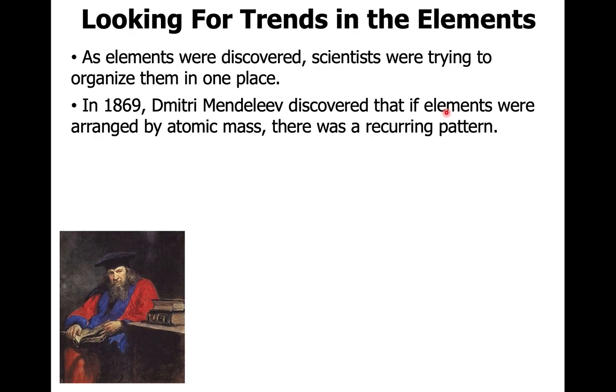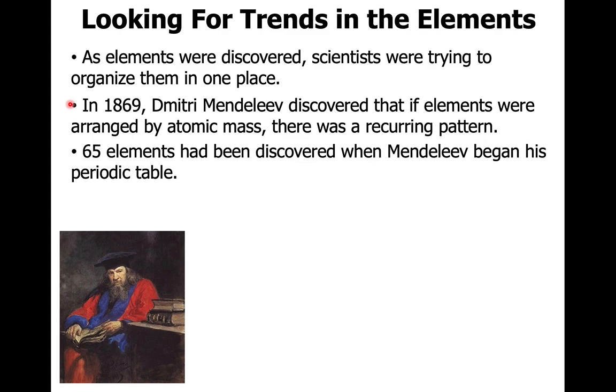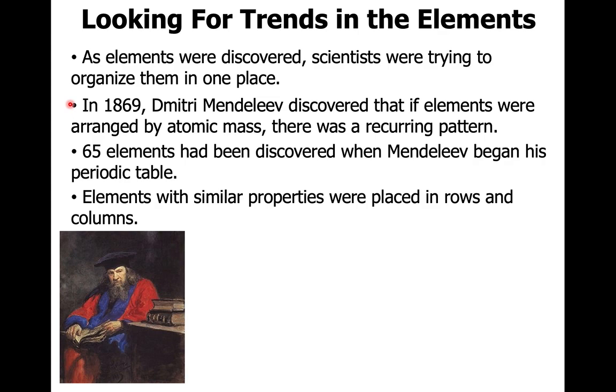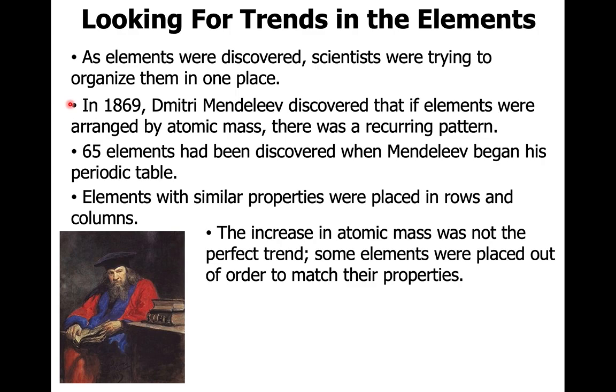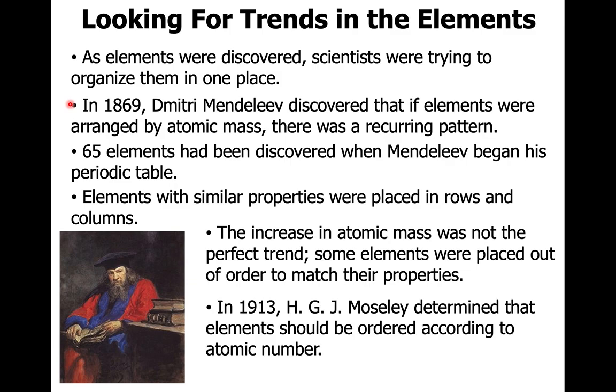Notice that he arranged the elements by atomic mass, and that there was a reoccurring pattern. 65 elements had been discovered when Mendeleev began, and part of what he did was to group similar properties together. The increase in atomic mass was not a perfect trend, though. This atomic mass is not the atomic number, not the integer that we use now. What he was using was the atomic mass, which is similar to the molar mass that we're using. So it doesn't put all of them in perfect order.